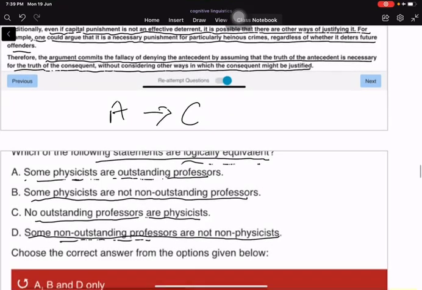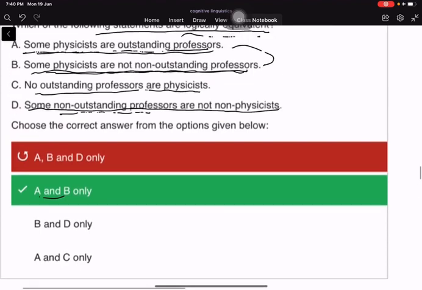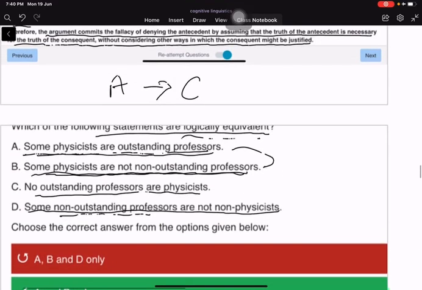Logically equivalent: some physicists are outstanding professors, and some physicists are outstanding professors. And no outstanding professors are physicists does not match with this. Neither does this one, that some non-outstanding professors are not non-physicists.